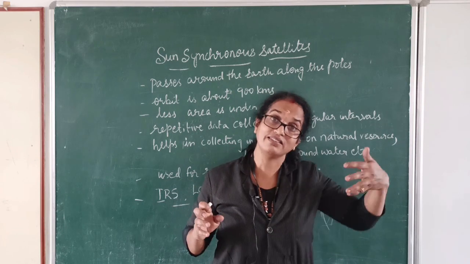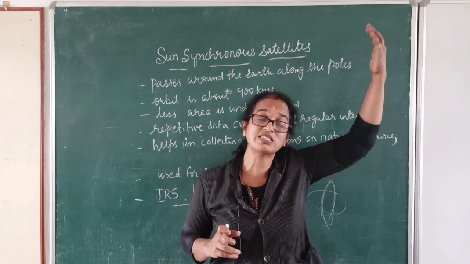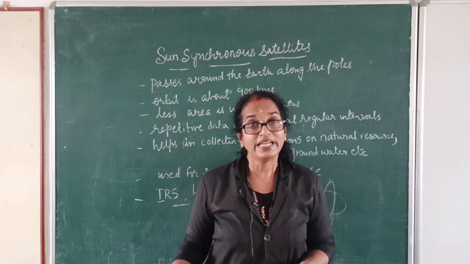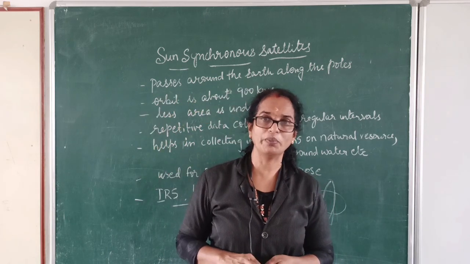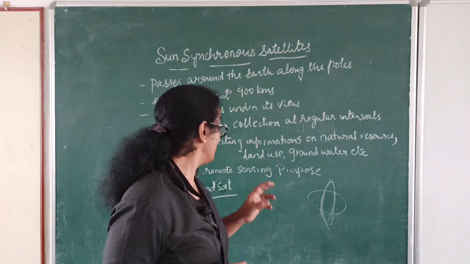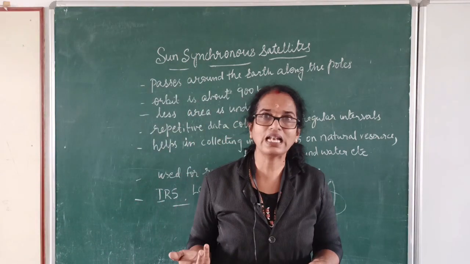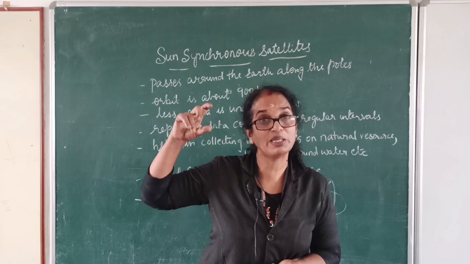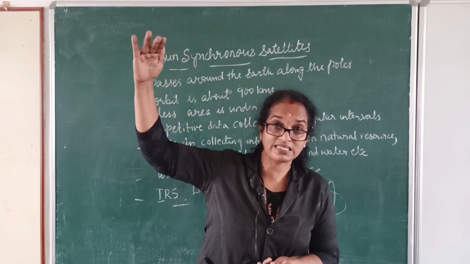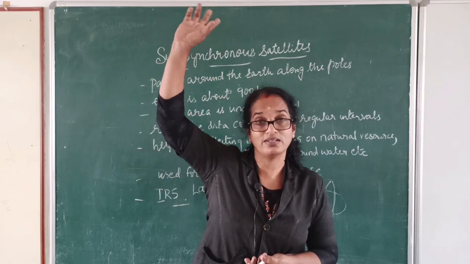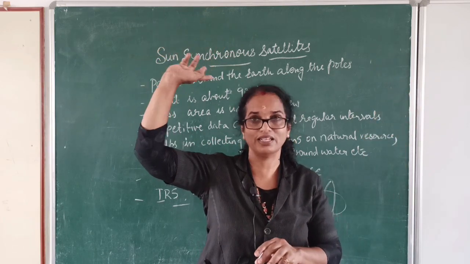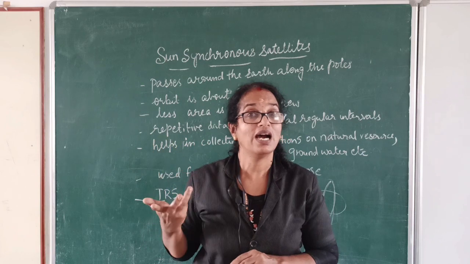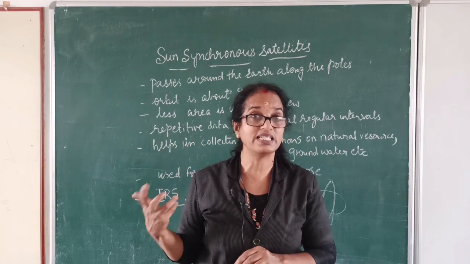Just 900. Compared to 36,000 kilometers, geostationary is at a great height, so its view is wide. Sunsynchronous is only 900 kilometers away from the earth's surface. Geostationary is 36,000 kilometers away from the earth surface, where the satellite rotates above. Based on the earth's rotation, almost 1/3 of the earth comes under its view.